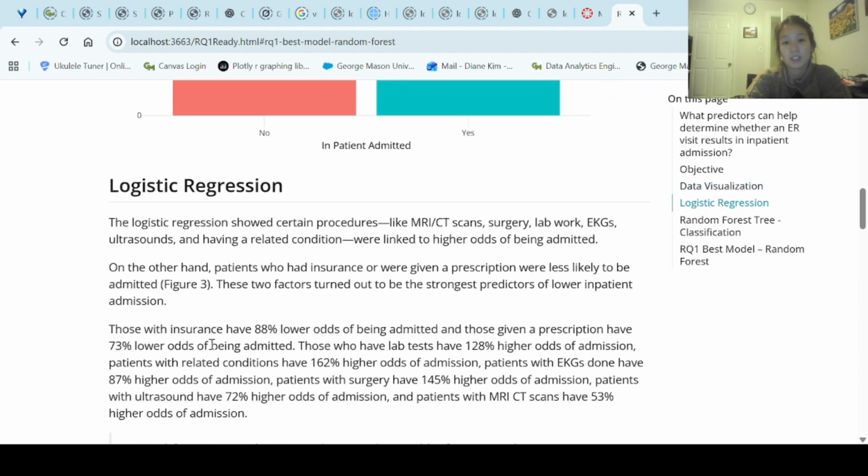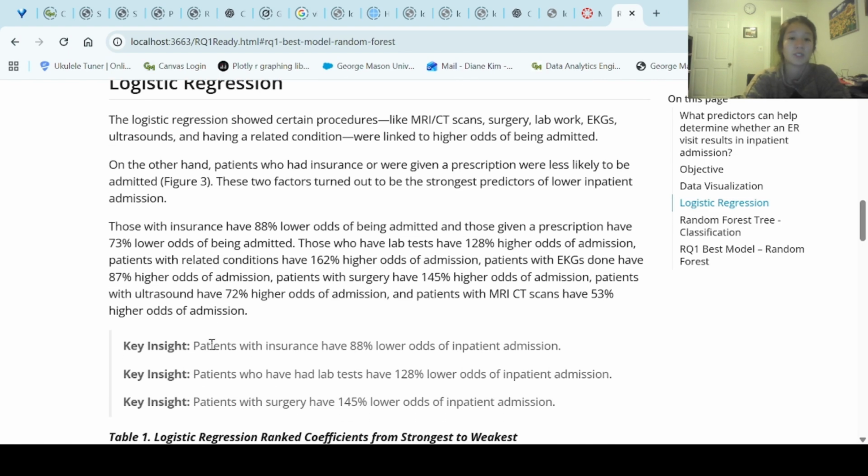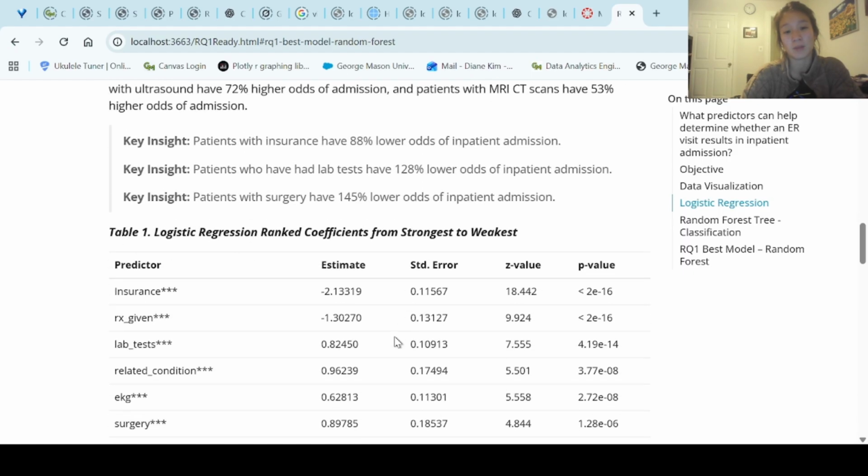Next, I ran a logistic regression model. We saw that certain procedures like MRI, CT scans, surgery, lab work, EKGs were linked to higher odds of being admitted. On the other hand, two of the strongest predictors, patients who had insurance and patients who were given prescriptions, were less likely to be admitted, and these were actually the strongest predictors of lower inpatient admission.